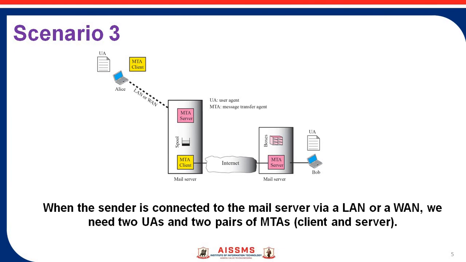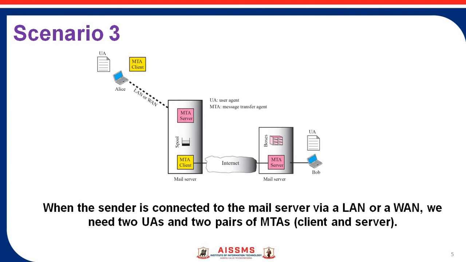Now the third scenario. In this scenario, Alice is connected to the mail server via WAN or LAN in an organization that uses one mail server for handling emails of all users. Alice still needs a user agent to prepare her message. She then needs to send the message through the LAN or WAN. This can be done through a pair of message transfer agents, client and server. Whenever Alice has a message to send, she calls the user agent, which then calls the message transfer agent client.